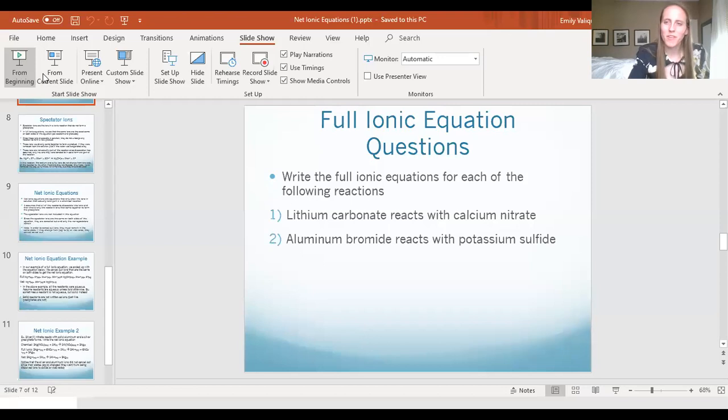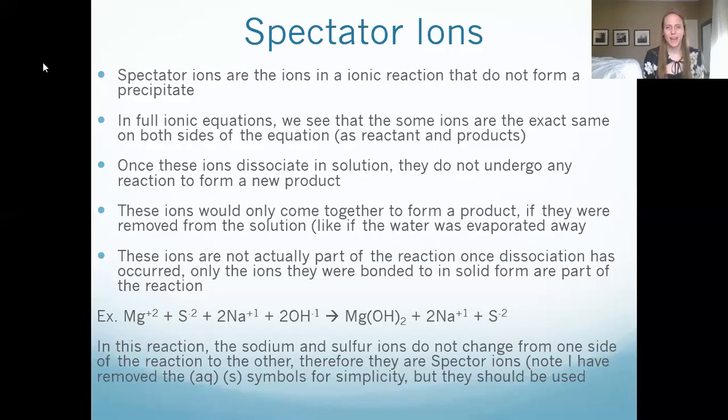Okay, so then we move on to our spectator ions. Spectator ions are the ions in an ionic reaction that don't form the precipitate. So when you see the full ionic equation written out, you'll see that sometimes on either side or on both sides, you'll have the exact same ion written. Essentially, those can just get canceled out. They don't actually do anything. So we call those our spectator ions.